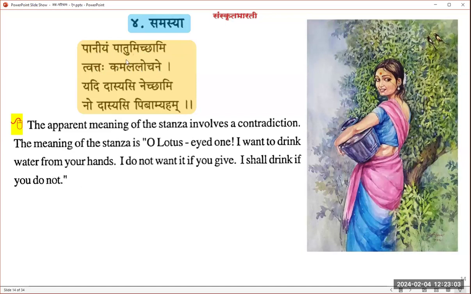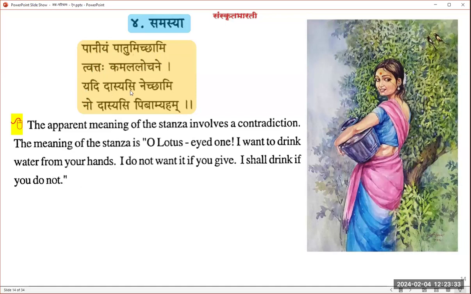Tvattah kamalalochane. So hey kamalalochane, hey you girl with the eyes of lotus. Okay, tvattah, tasil pratyaya, to. So from you. Okay, tvattah, from you. Paniyam patum ichchami. That means I would desire to drink water from the pot you are carrying. Something like that. Okay. So, he kamalalochane paniyam patum ichchami tvattah.